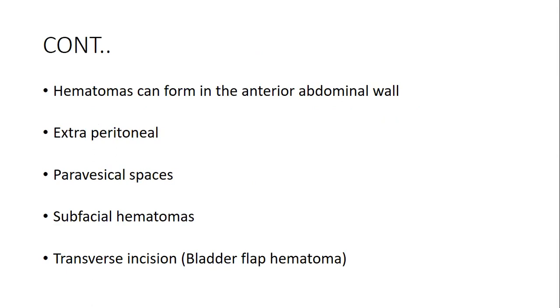Hematomas may form there, and a soft tissue ultrasound may also help to evaluate the area of the incision. Extraperitoneal hematomas may also arise. These are things that you can see when you are scanning. You start seeing these hematomas around and within the peritoneum, and then the extraperitoneal space, paravesical spaces adjacent to the uterus. These are some of the common areas where you can find hematomas, which may be significant or insignificant, depending on the size. You can also have subfascial hematomas, which may also arise from the point of incision.